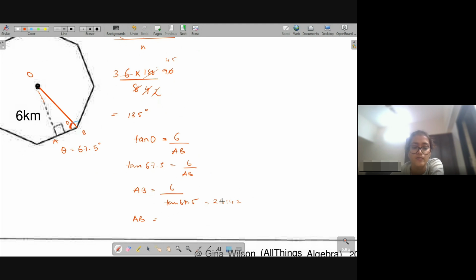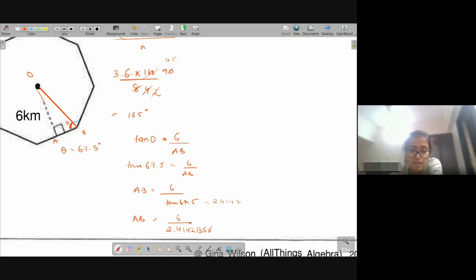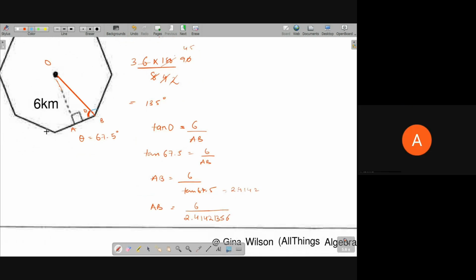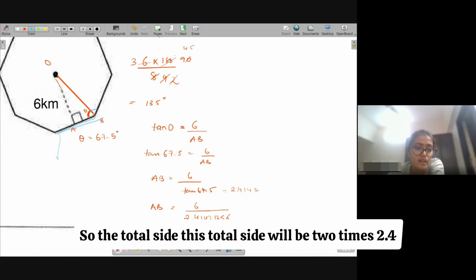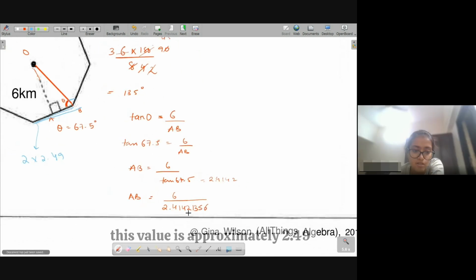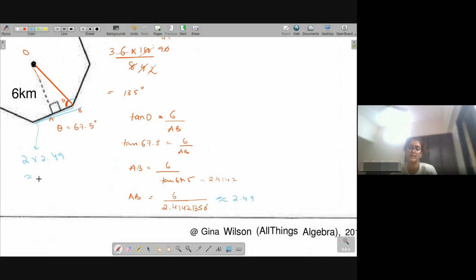67.5 degrees. Yeah, that's better. This is the value, 2.41421356, and 6 divided by all of that is approximately 2.49. So that's AB. So the side of this octagon will be twice of that. So the total side will be 2 times 2.49. This value is approximately 2.49. So that will give us approximately 4.98.